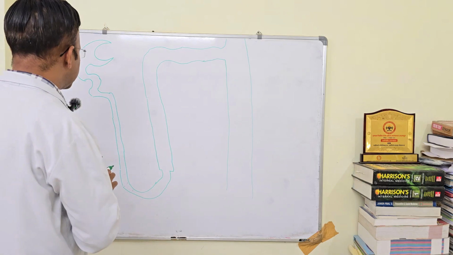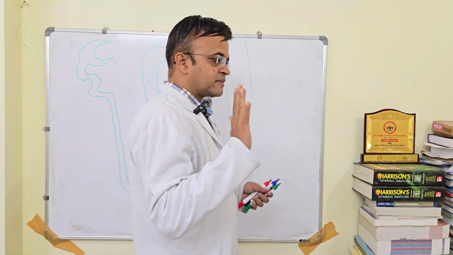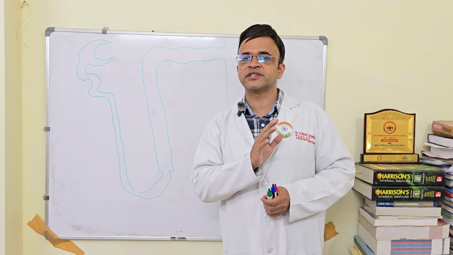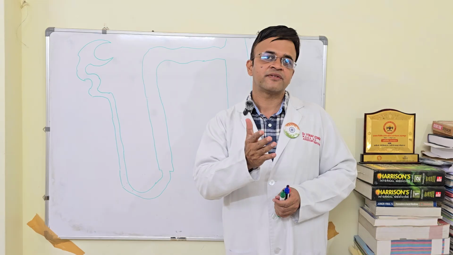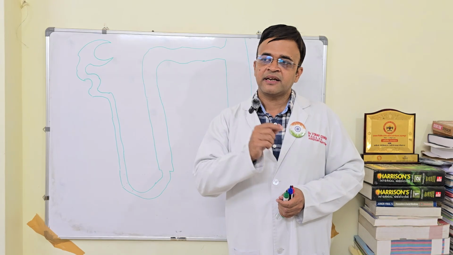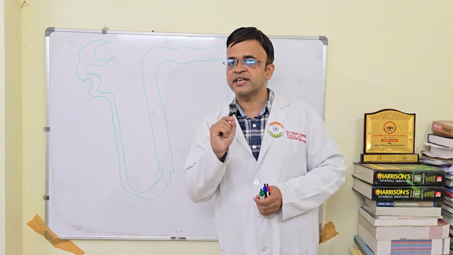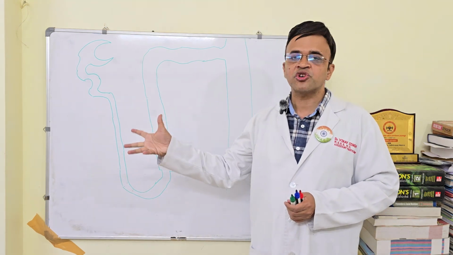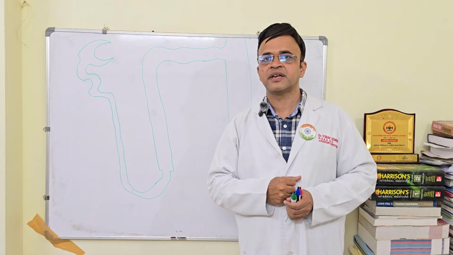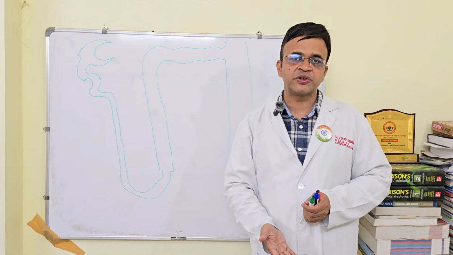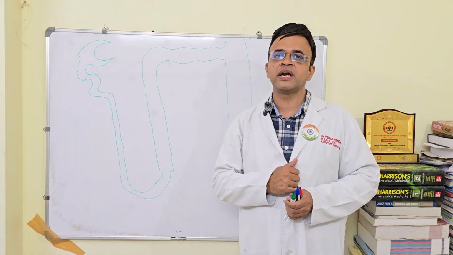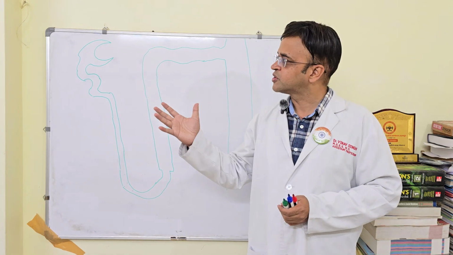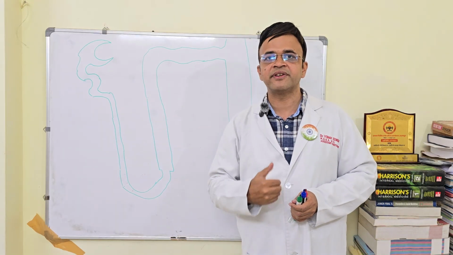Now, counter current multiplication is one of those concepts which students don't often get when they read from the textbooks, right? For proper understanding of counter current multiplication, we need to create a hypothetical situation in which we switch off the nephron, right? After switching off the nephron, we are going to restart the whole nephron, right? Now, let's suppose we have switched off this nephron. Now we are restarting it.